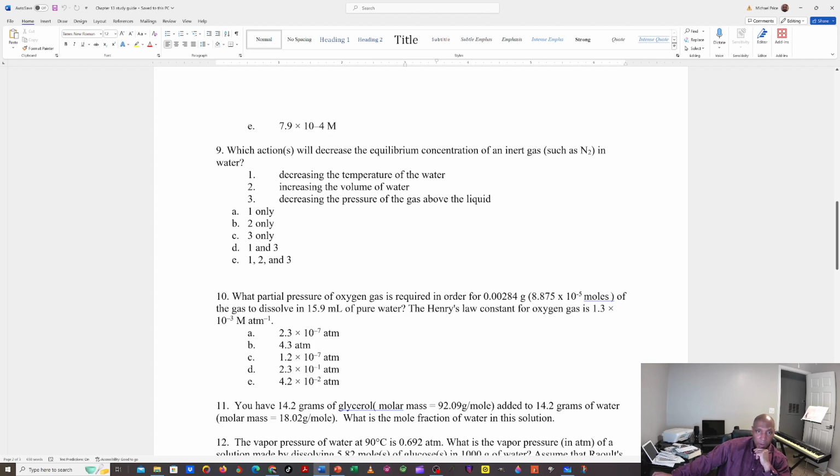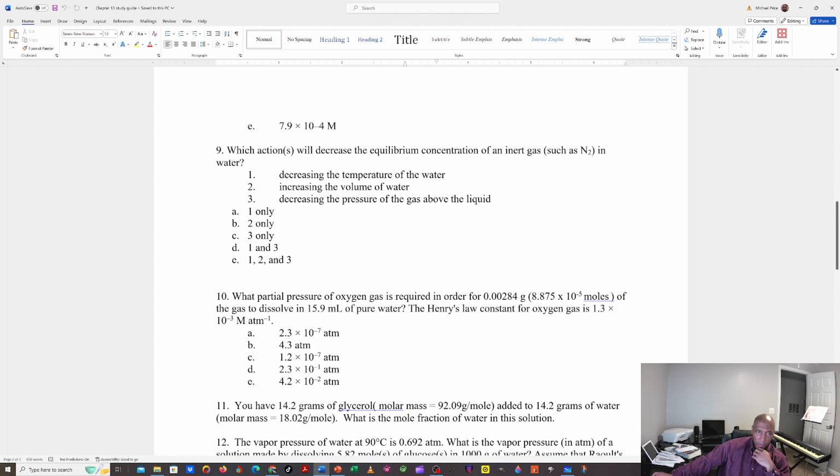Now, if you guys recall, the question asks, which actions will decrease the equilibrium concentration? All right. Now, gases work differently than solids. Notice the hotter your liquid, the hotter your solvent, the more solid you can dissolve in it. Gases work just the opposite. So the hotter your liquid, the less soluble gases are. So since we want to decrease the equilibrium concentration of nitrogen, then we would increase the temperature, not decrease it, right? So the answer would not be 1.